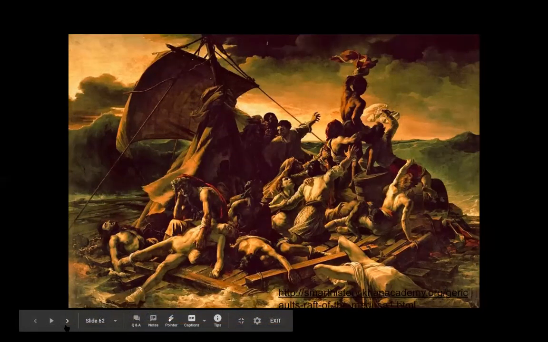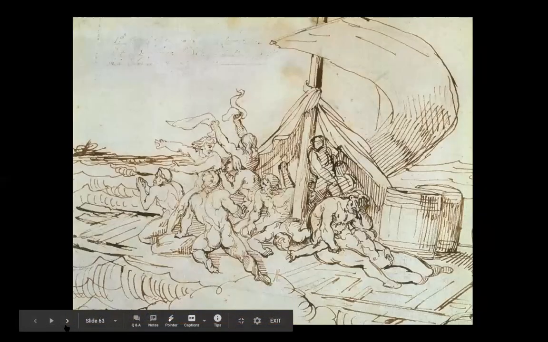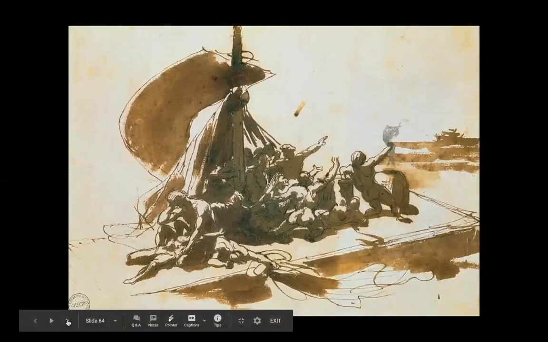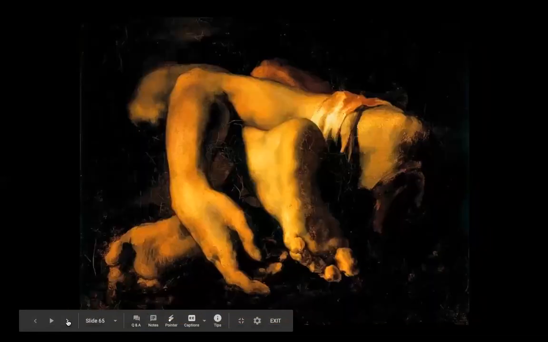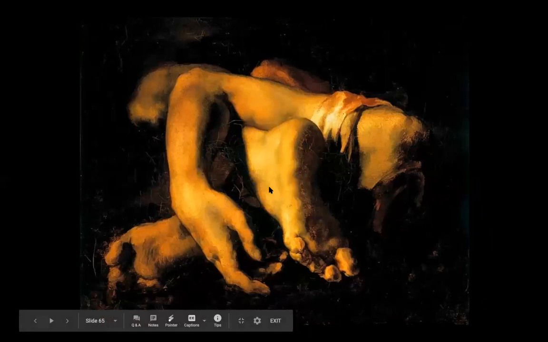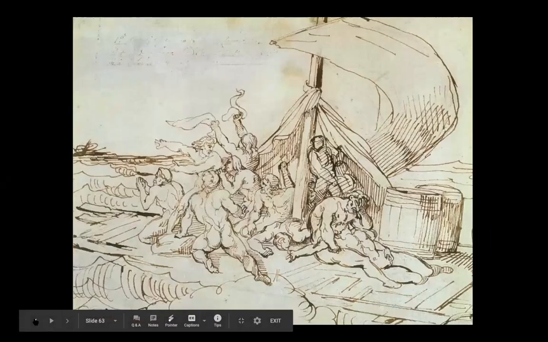And so Jericho made a bunch of different sketches to make sure that he got the most dramatic composition. He played with lighting, he played with configurations, even went to the morgue. And so these are studies of arms and legs from the morgue because he wanted to make sure that he was able to portray death.